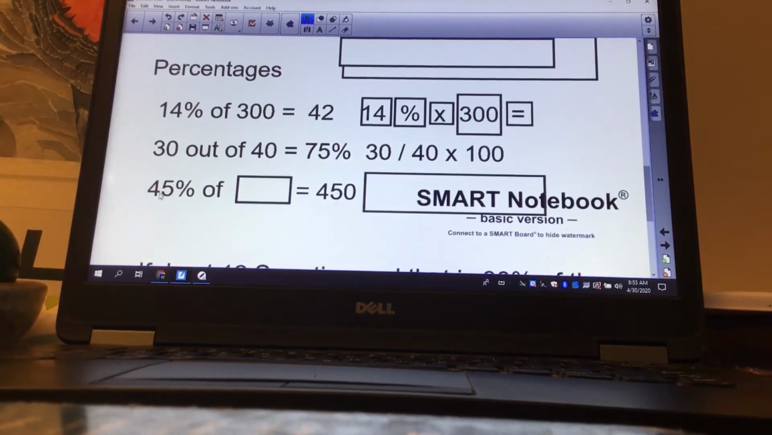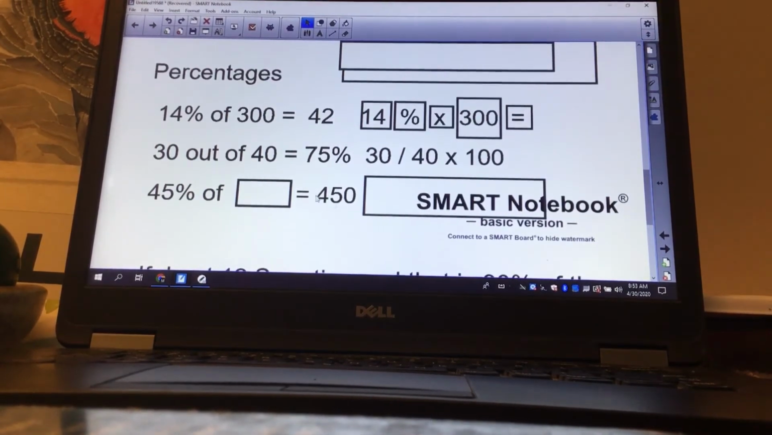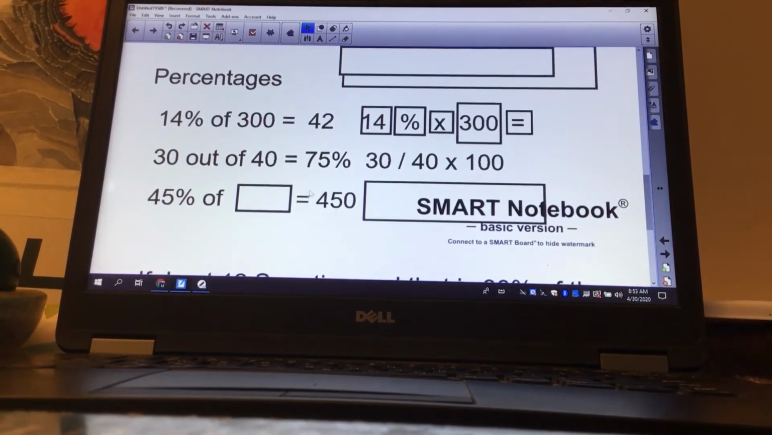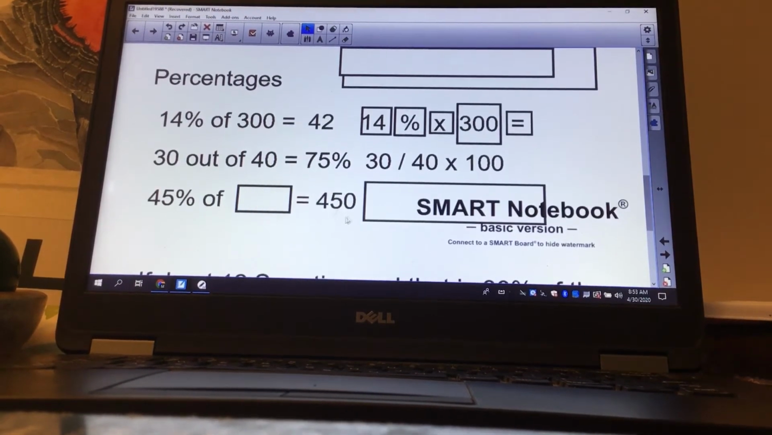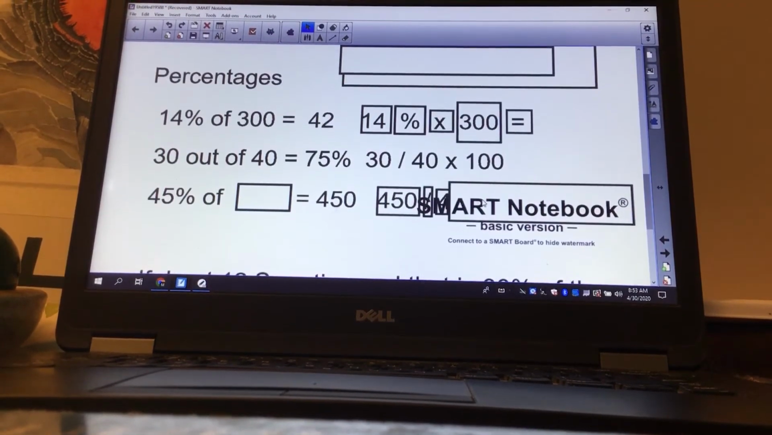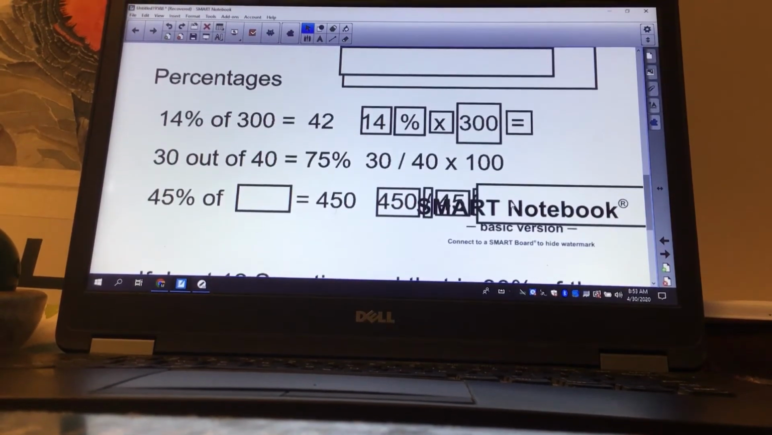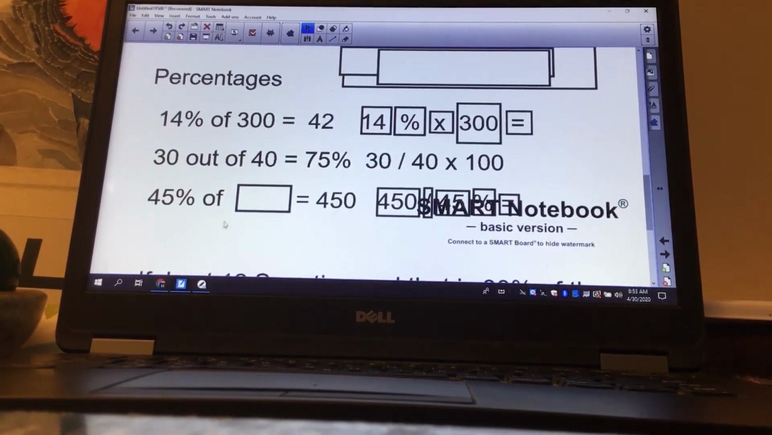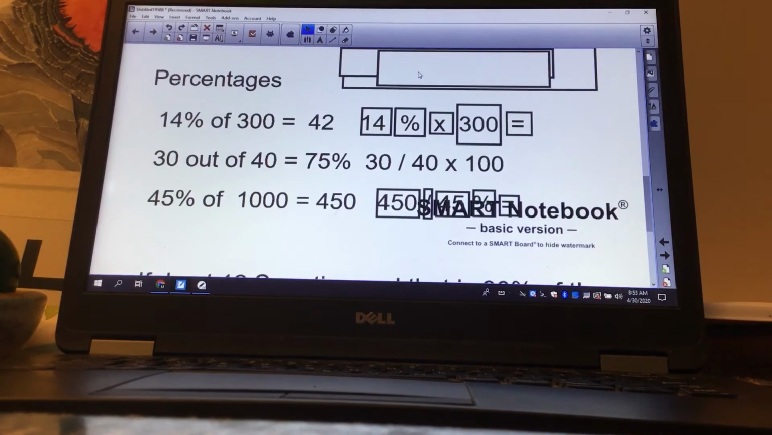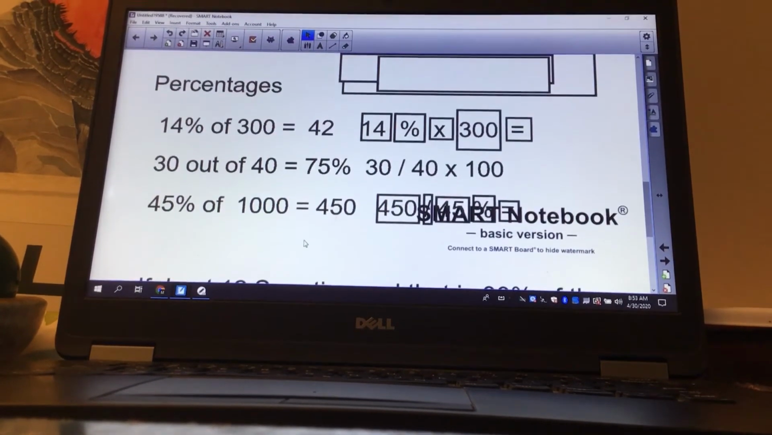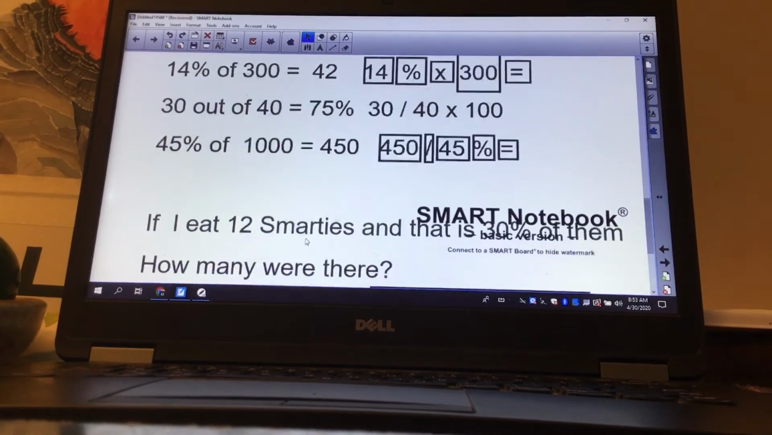Okay, the more tricky one, 45% of blank gives me 450. Just remember, you always have to start with your number, not your percentage, when you reverse calculate. So 450 divided by 45% equals, we got 1,000. Okay, so there are 3 types that you'll find.